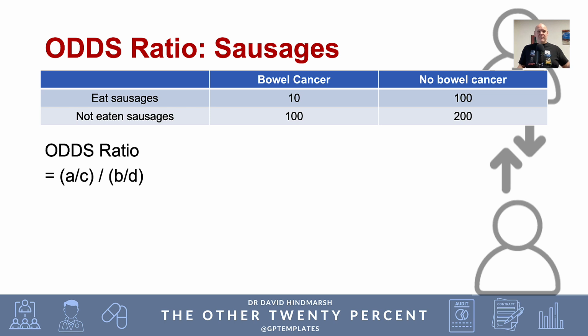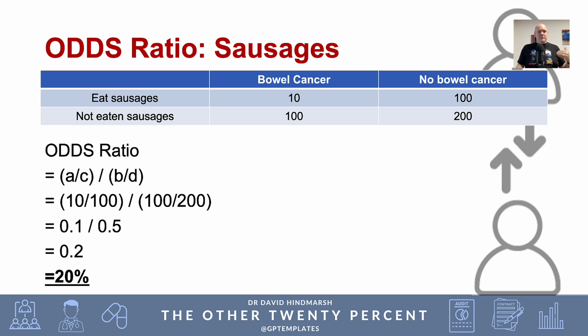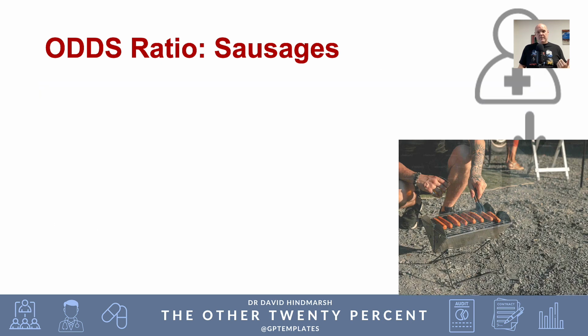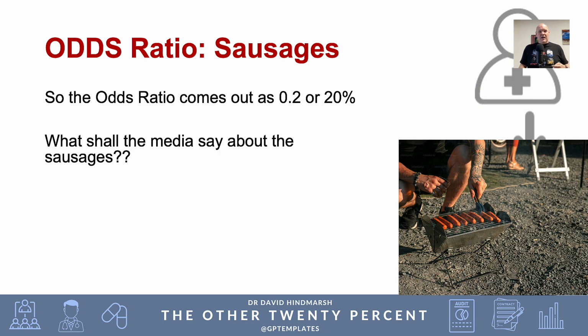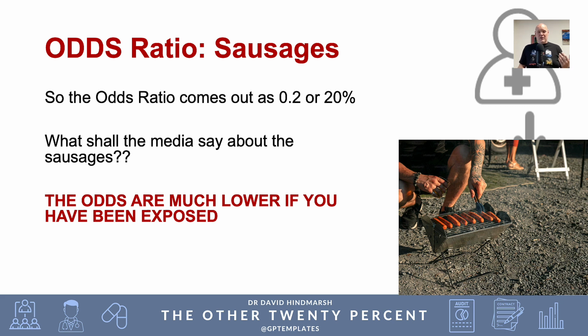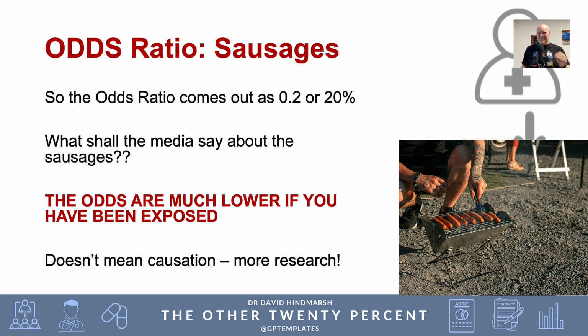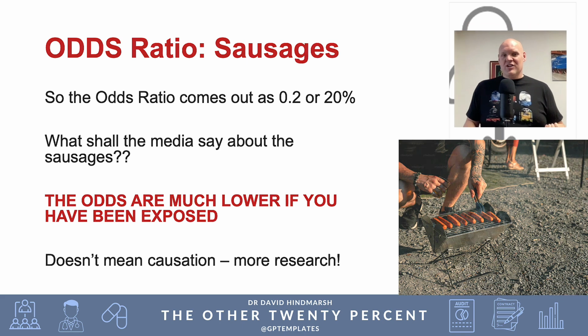So A divided by C, the bowel cancer column, divided by B divided by D. Okay, so 10 divided by 100, divided by 100 divided by 200, 0.1 divided by 0.5, which equals 0.2 or 20%. So in actual fact, the odds are much lower if you've been exposed because it's less than 1, so it's deemed protective. As you can see, the numbers are all a bit weird and a bit wrong. It's just to put you through this, okay? And again, statistically it's very poor, need more research.